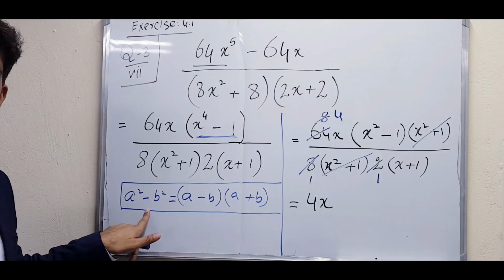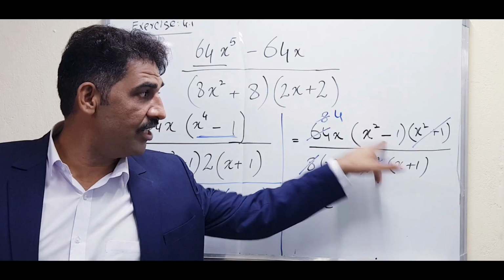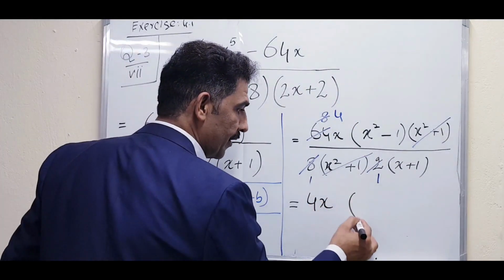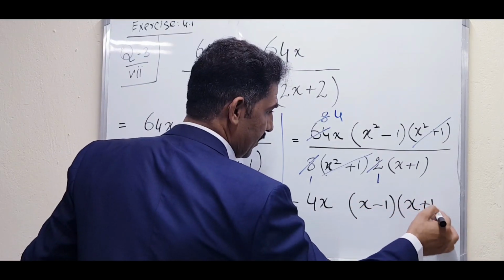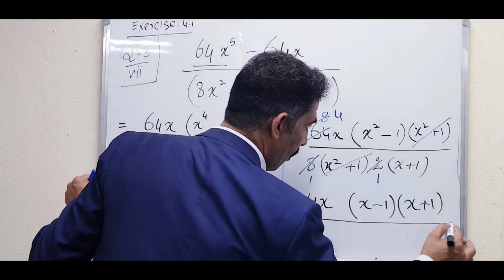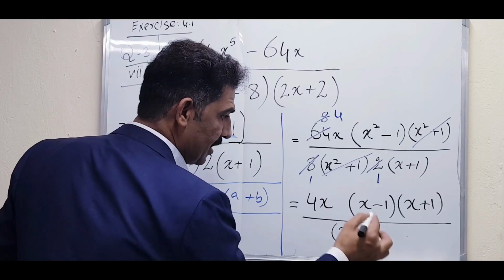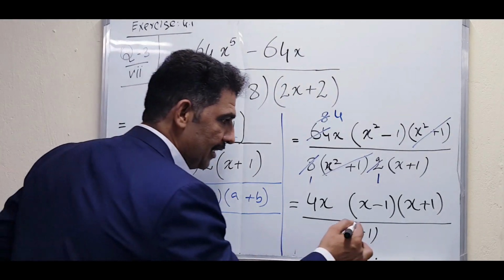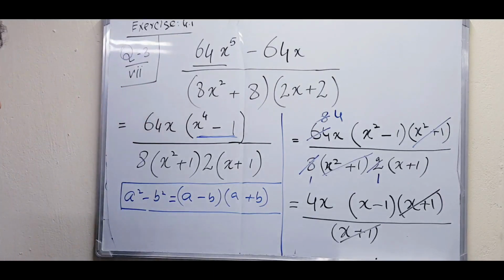Again applying the formula. Square and square with the negative sign between them, right? A minus b into a plus b. When you apply the formula, x minus 1 and x plus 1 over x plus 1. Right? After that, x plus 1 and x plus 1 will be cancelled. So the remaining one is our final answer.